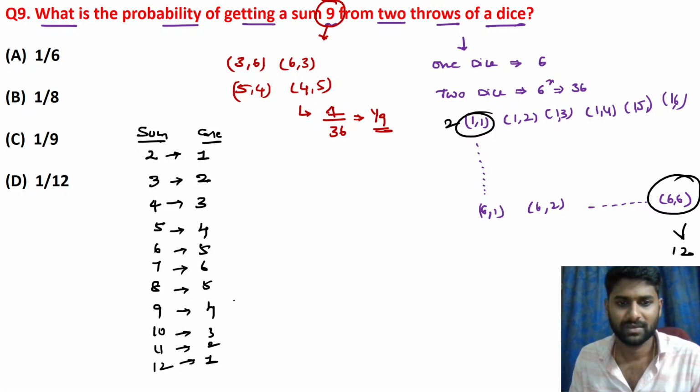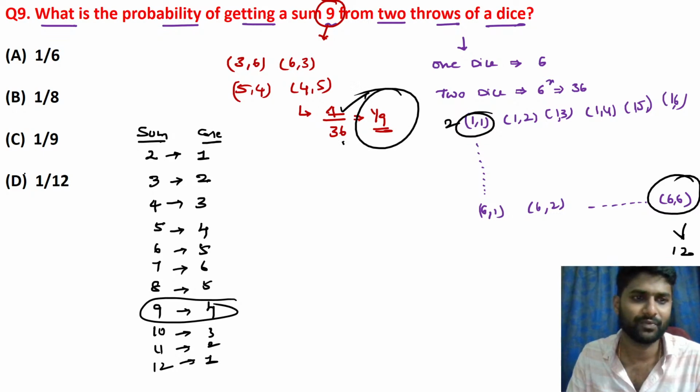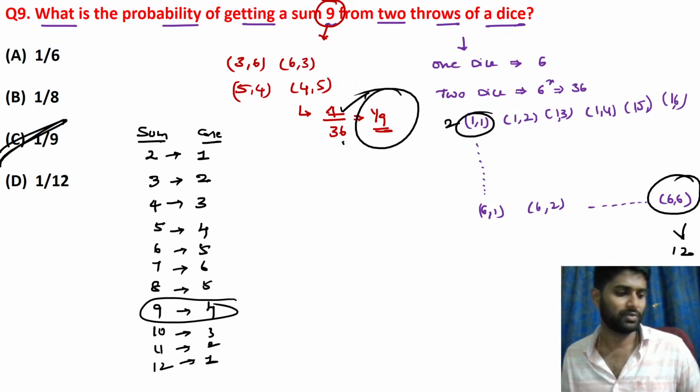Now here the question, see. If the sum is 9, how many cases? We have 4 cases. 4 by 36 value becomes 1 by 9. That is the probability.